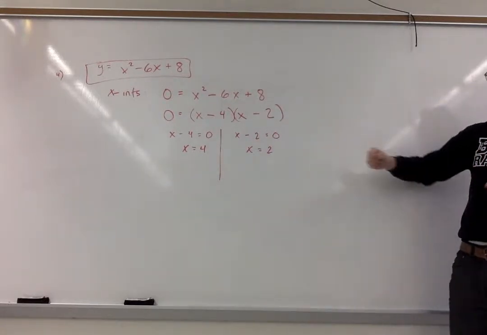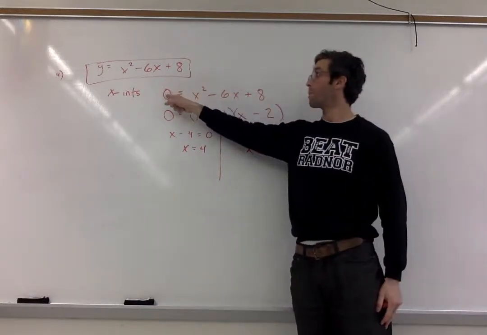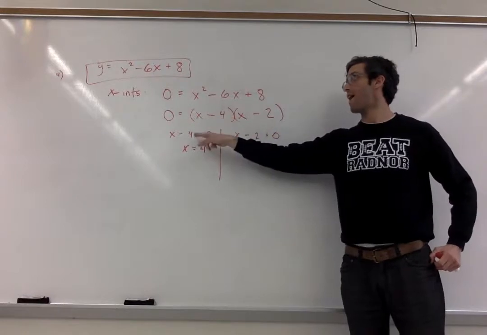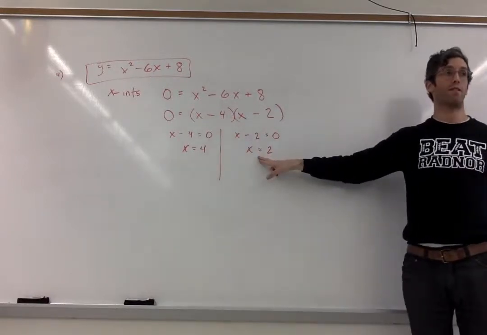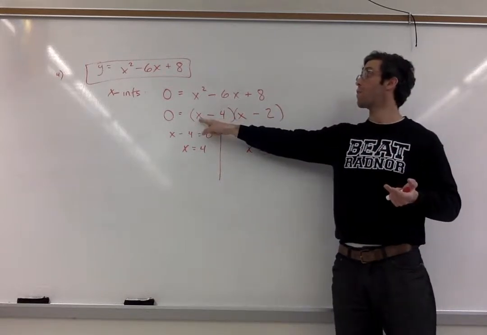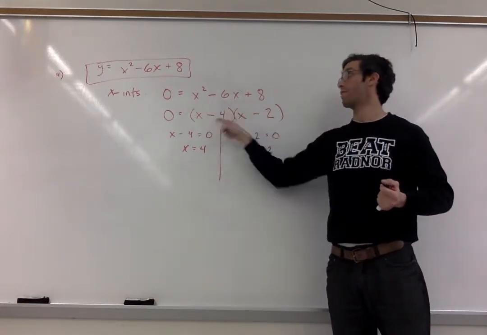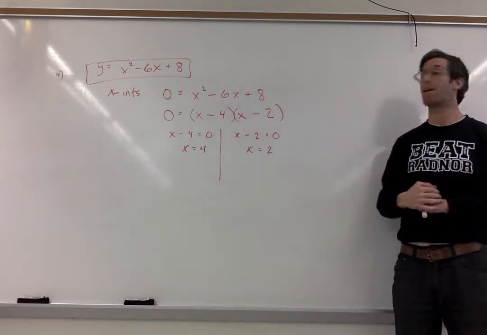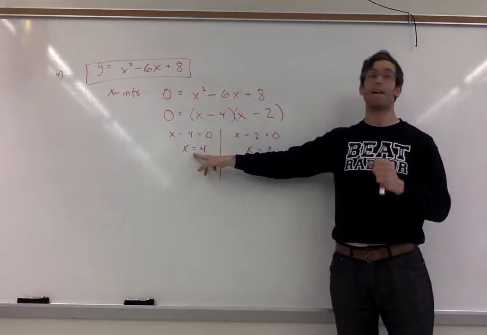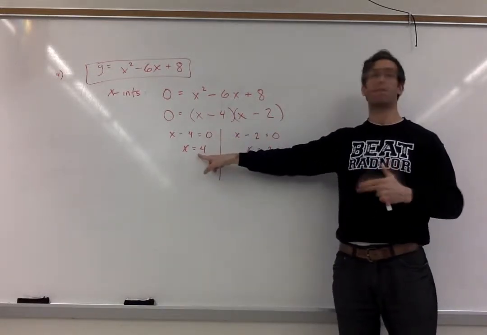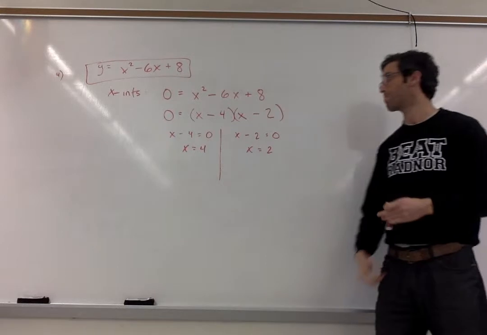To find the x-intercepts, you let y equal 0, and then you factor. Once you have it factored, you set each factor equal to 0 and solve. You don't need to show this work. Some of you will know that positive 4 for x would make this factor 0, and positive 2 would make that factor 0. And it always will be the opposite sign. This was a minus 4, and the solution was x equals positive 4. That will always be the case.